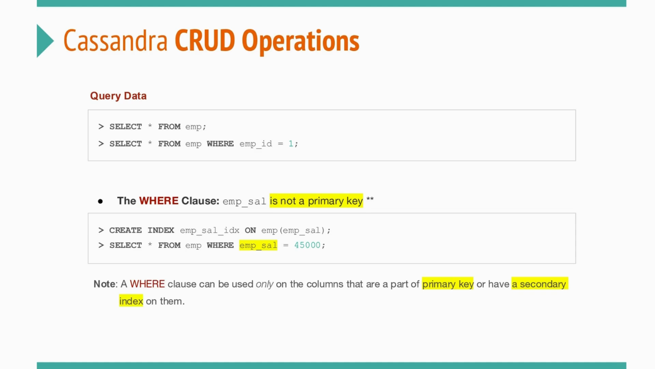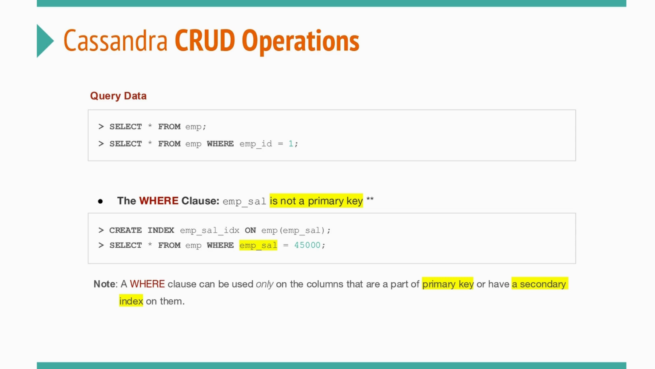To read data, we use the select statement. A select all will get all the data. A select with a where clause on the primary key, like emp id equals 1, is very efficient. Now, what if we want to query a column that is not the primary key, like emp sal? If you try to do this, Cassandra will give you an error. It forces you to query your data efficiently.